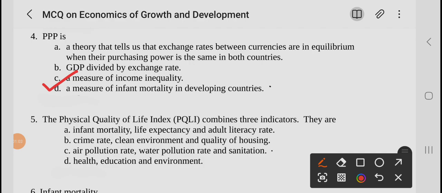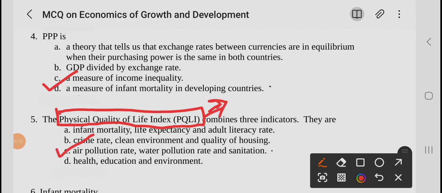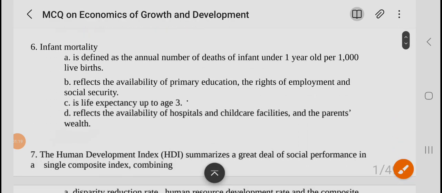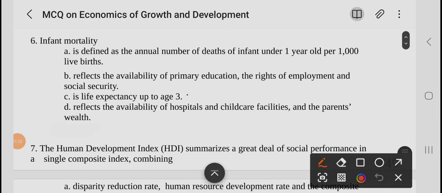Next one, fiscal quality of life index combines three indicators. They are fiscal quality of life index is regarding the pollution, environment and everything. So the indicators used in this are air pollution rate, water pollution rate and sanitation. Next one, infant mortality is life expectancy up to the age of 3.